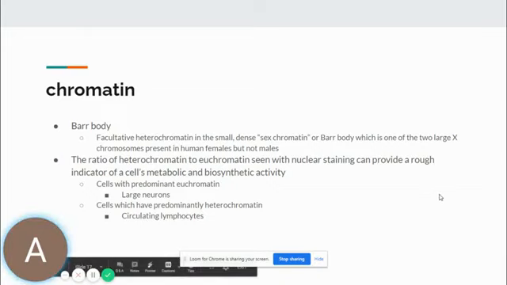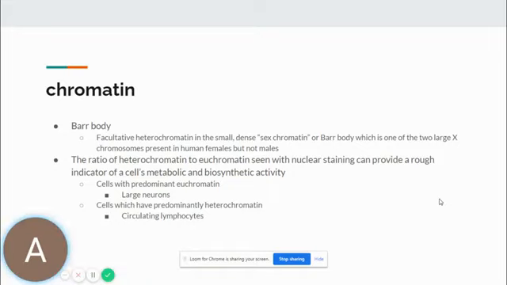Cells that have predominantly heterochromatin, like for example, circulating lymphocytes, don't need a lot of biosynthetic activity. Of course, we know that lymphocytes, depending on the type, are part of our immune system, but they don't have a lot of biosynthetic activity.